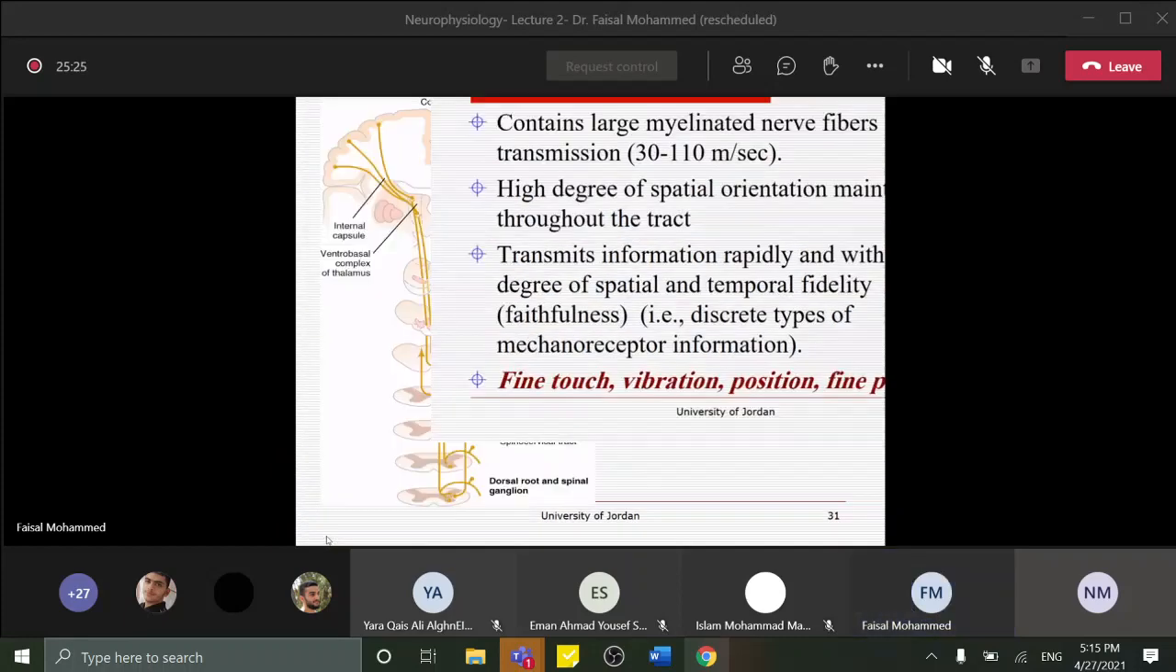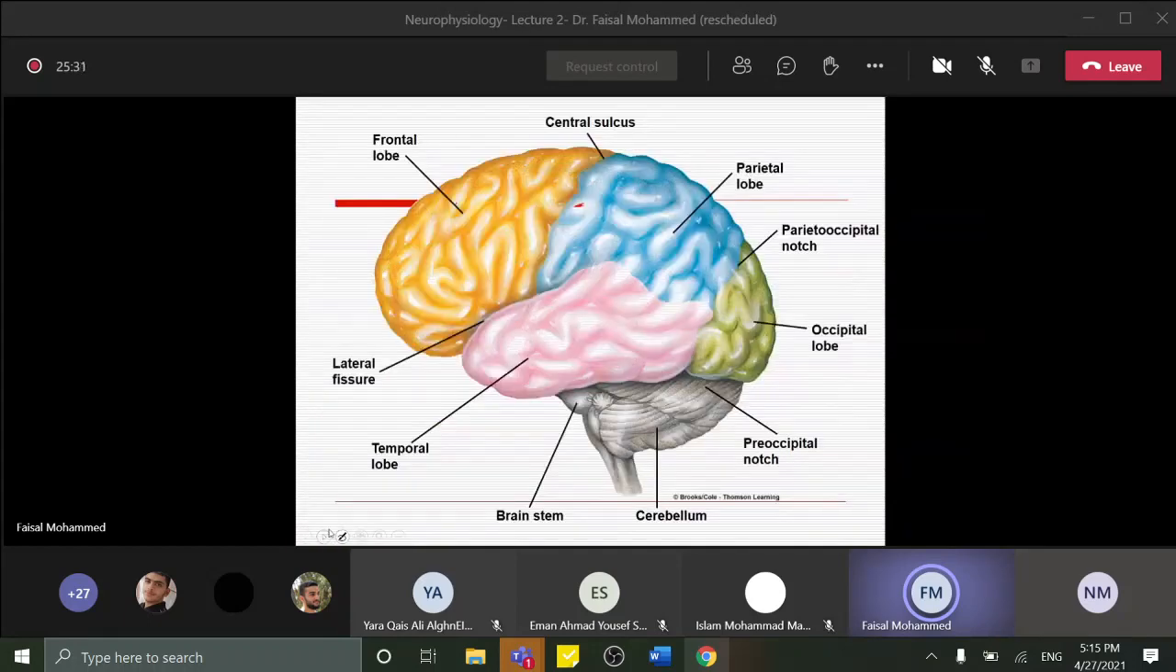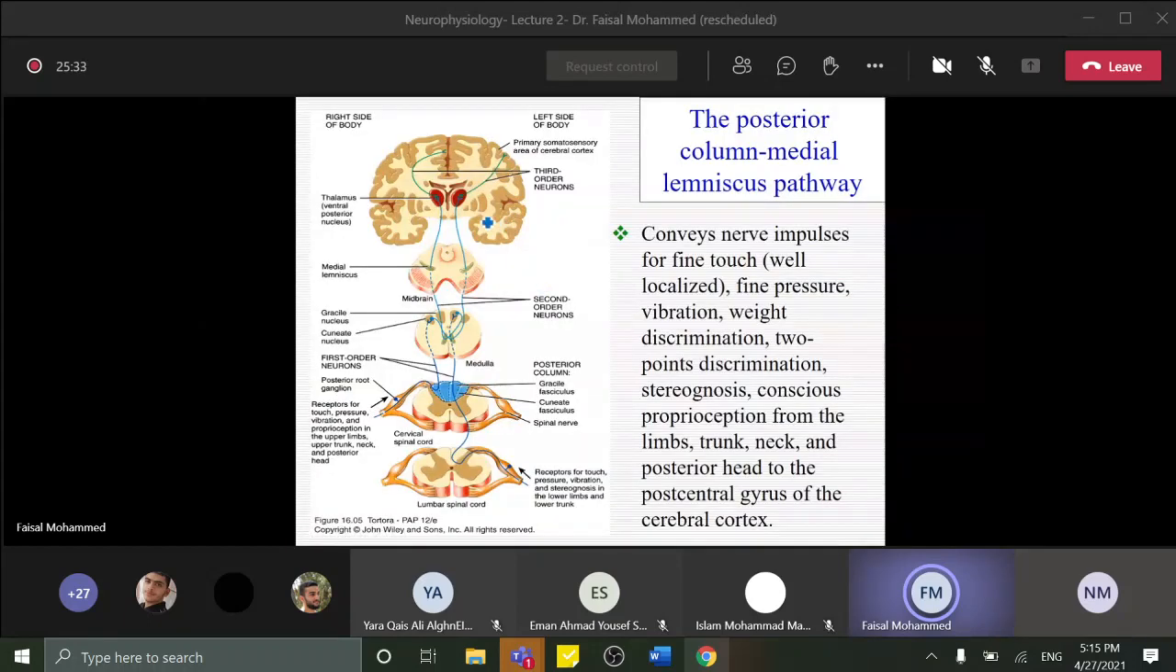Okay. This is a pathway here. Where does it go? We said it goes to the primary somatosensory area, the post-central gyrus, here. It is in the post-central gyrus area. This is the primary sensory area.